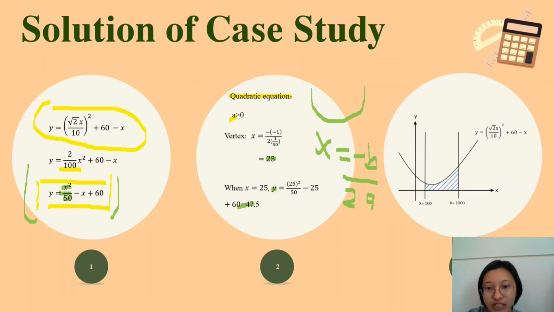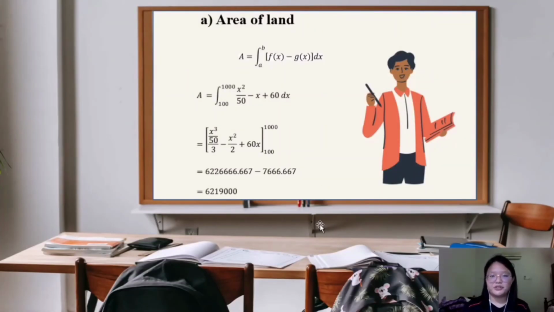So after we got the vertex, we can now sketch the graph. Vertex somewhere here, x equal to 25 and y equal to 47.5. After we get the vertex, we draw the curve, smiling curve, and then the two lines given, which is x equal to 100 and x equal to 1000. And lastly, you can see that there is a shaded region under here. Shaded region. So this region is the area of our land which we want to find. So that's all from me. Thank you.